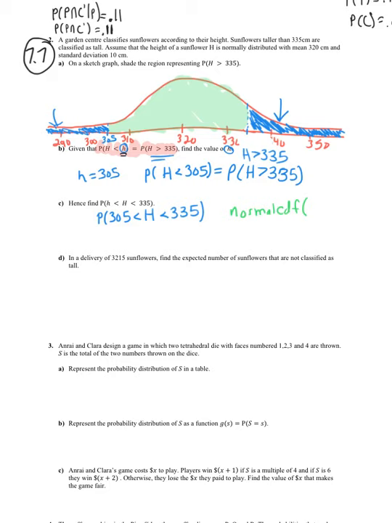Normal CDF, lower bound 335, upper bound 1e99. So that just gives us infinity. Wait, can we not do the lower bound 305 and the upper bound 335? No, we could do that. Yeah, that's actually the easiest way. Might as well make it one equation. Yeah, duh. So 305 to 335. Brilliant. Easier than I was going to make it.